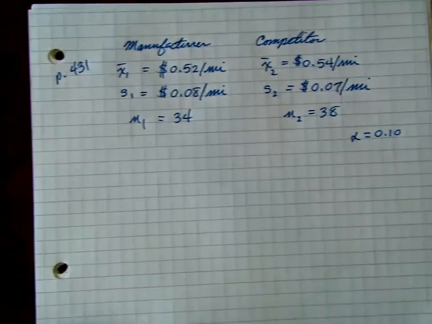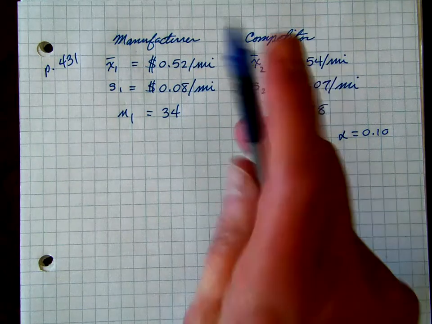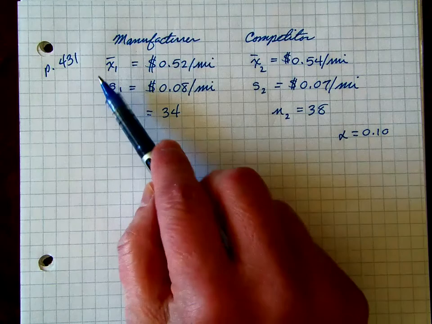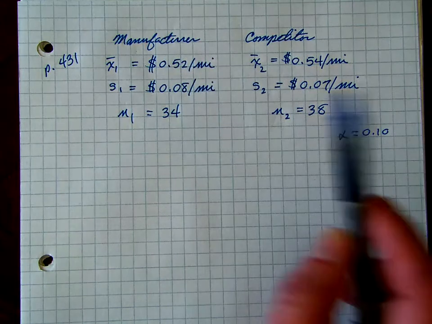On the facing page, 431, we have a different setup. And in this instance, we're looking at a claim by a manufacturer who says the mean driving cost per mile of his minivans is less than the cost per mile of its leading competitor. So here's the manufacturer and his claim that on the average it costs 52 cents per mile to operate one of his minivans.